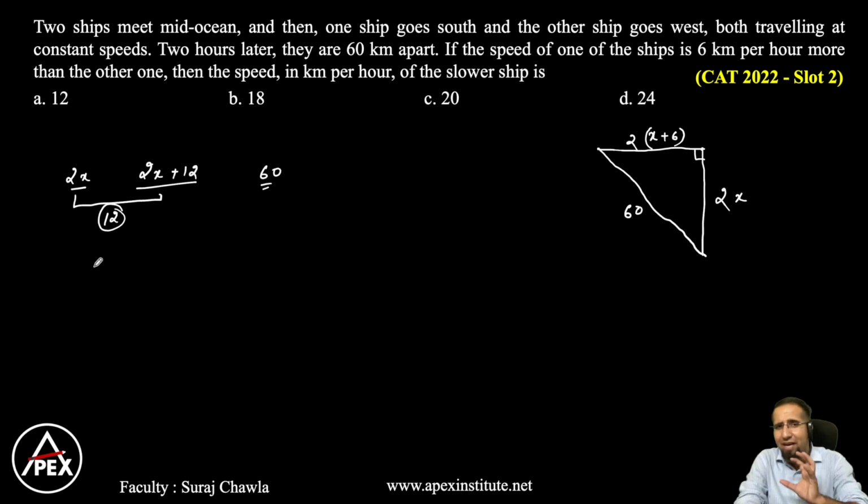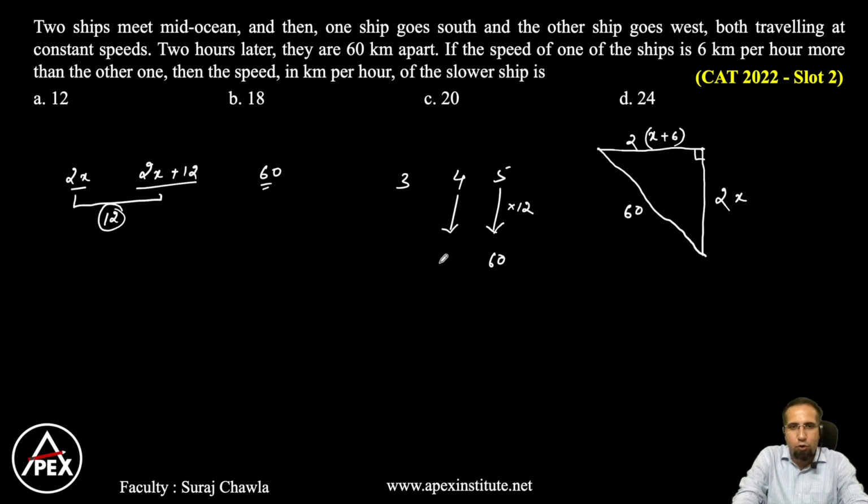So let's try to understand triplets. If I take the triplet 3, 4 and 5, and since the hypotenuse is 60, if 5 parts is equal to 60, that means 1 part becomes 12. So 4 parts will be 4 into 12, that is 48, and 3 parts will be 3 into 12, that is 36. And the best part we are seeing is that the gap between these two is also 12 kilometers an hour. So we need not solve a quadratic equation by using Pythagoras theorem. This becomes a simplified format.